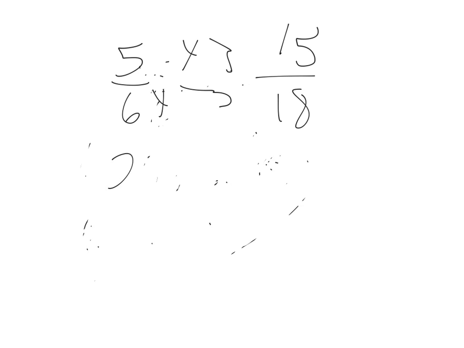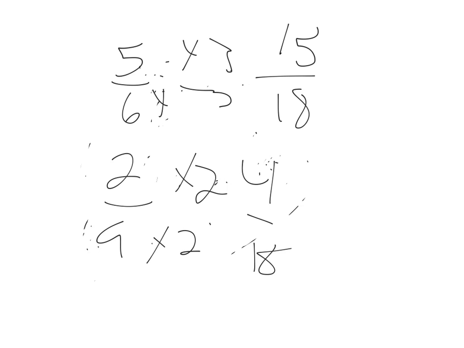So now we are gonna do 5/6 times 3 to get 15/18. Then we're gonna do 2/9 times 2 to get 4/18. Now we have common denominators.